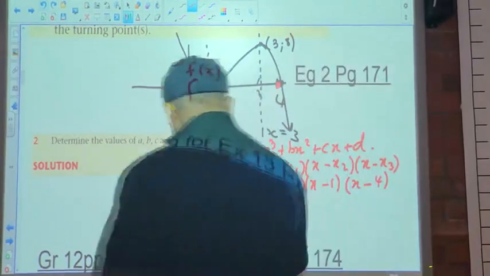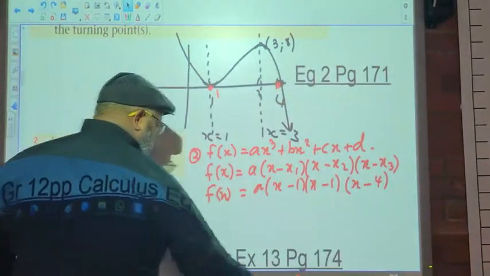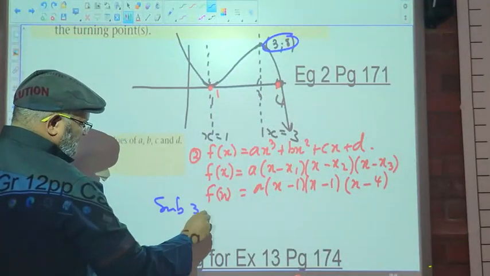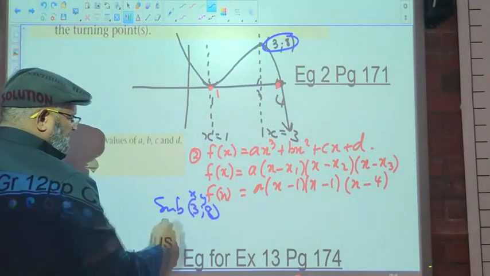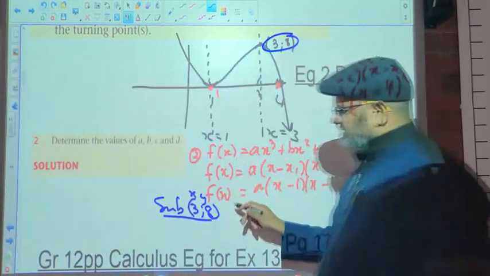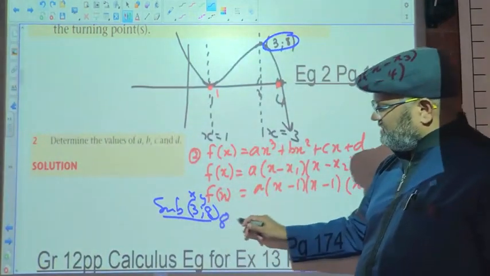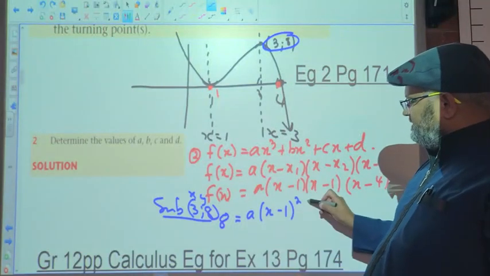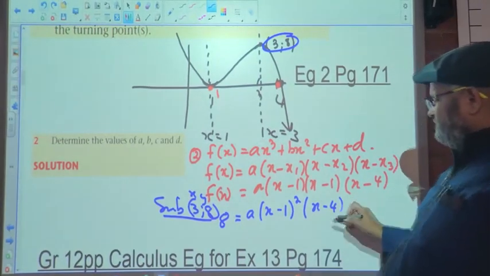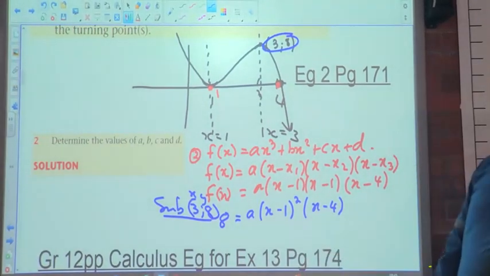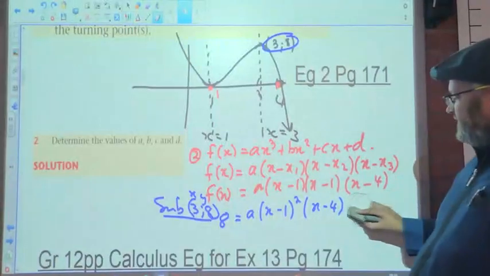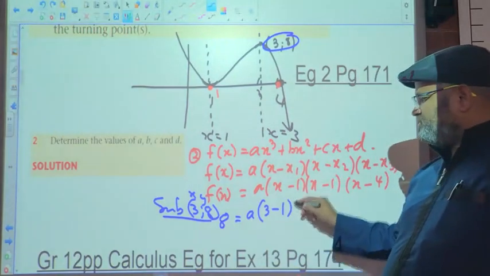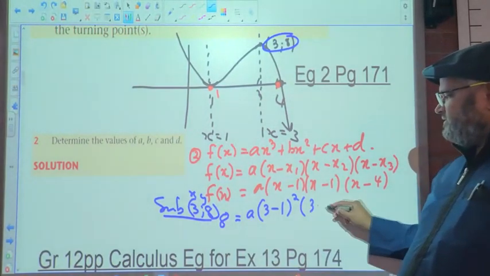Do we have another such point on this graph? Yes, which is (3, 8). So you're going to now substitute 3 and 8, remembering this is the x and y. So what is the formula going to read now? 8 is equal to a into (x minus 1) squared into (x minus 4). So what's my x value? 3. There's (3 minus 1) squared into (3 minus 4).